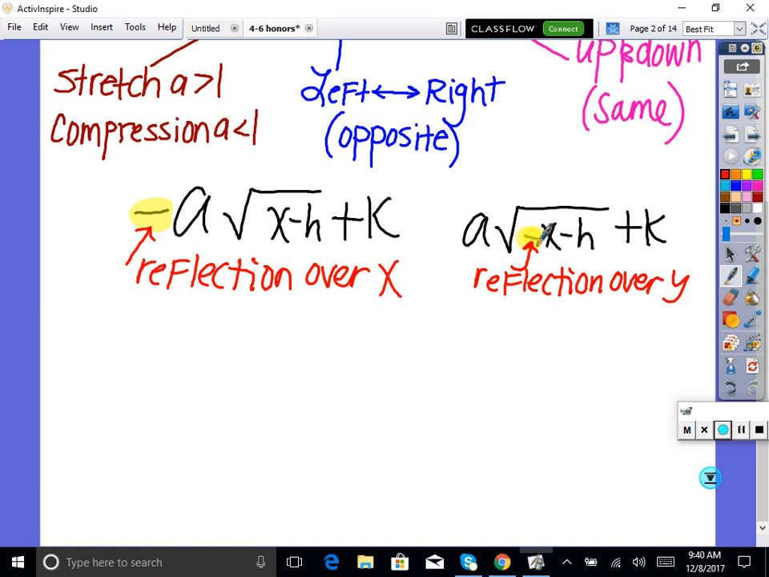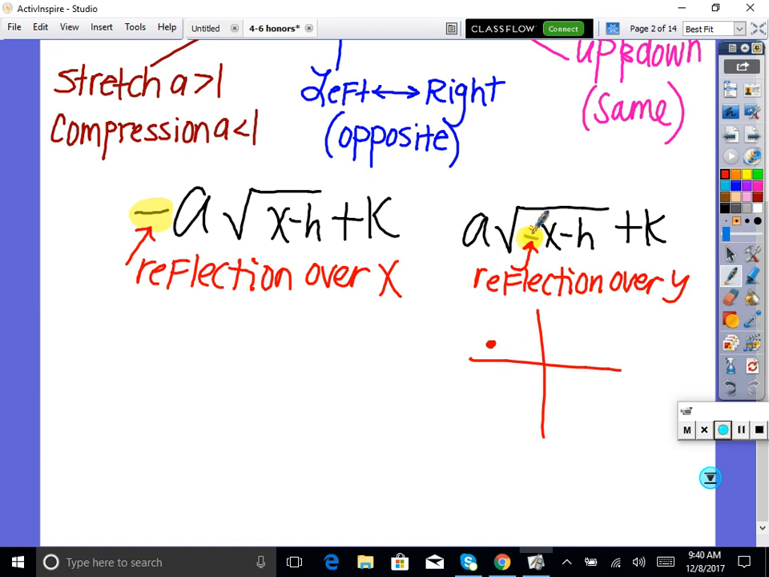Think about it, guys. If I plug in 3, think about why this is a reflection over y. If I plug in positive 3, won't it be negative 3? Everybody? Wouldn't that take me over here across the y-axis? So it dawned on me this morning. I knew that, but it just all dawned on me. So that's kind of easy to remember.